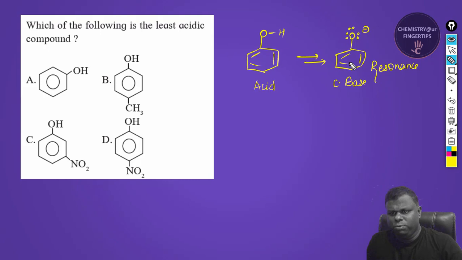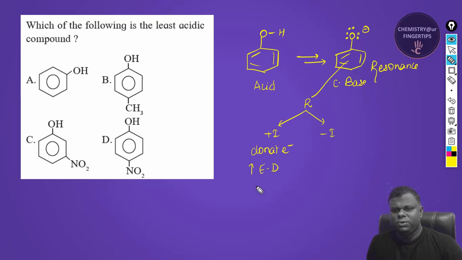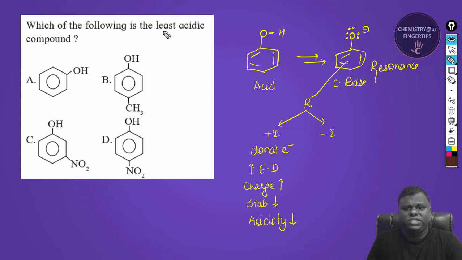Now, let's try to put groups over here. Let's say I'm having a group R, and this R group could be plus I or minus I. What is this plus I group going to do? It is going to donate electrons, right? If it donates electrons, it increases the electron density, so the charge is going to increase, right? When the charge increases, the stability decreases, correct? And when the stability decreases, the acidity also decreases. So here the demand of the question is least acidic.